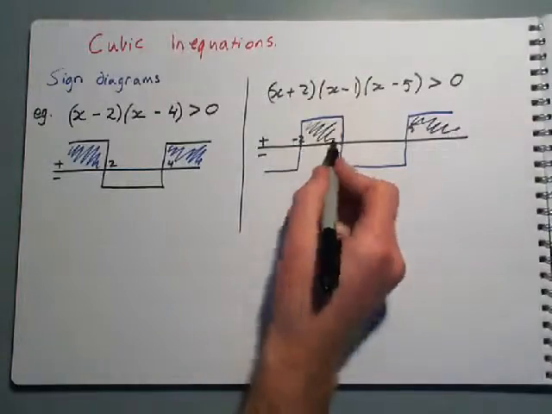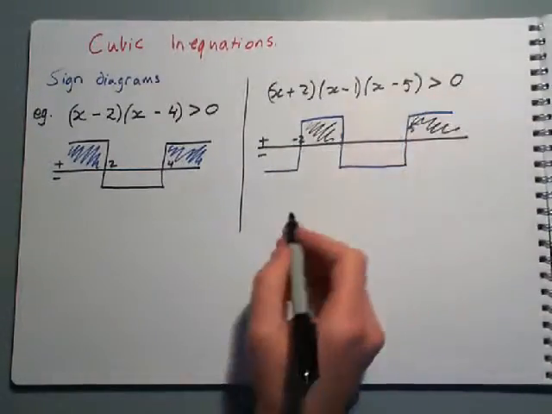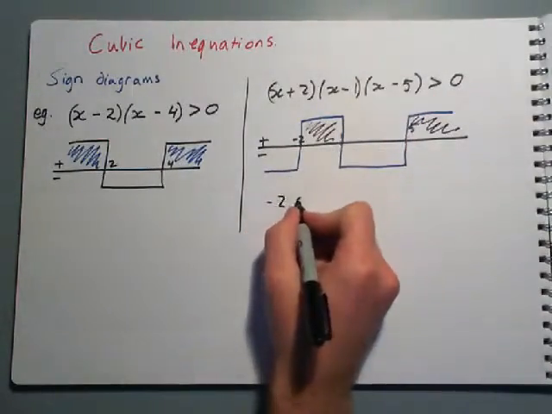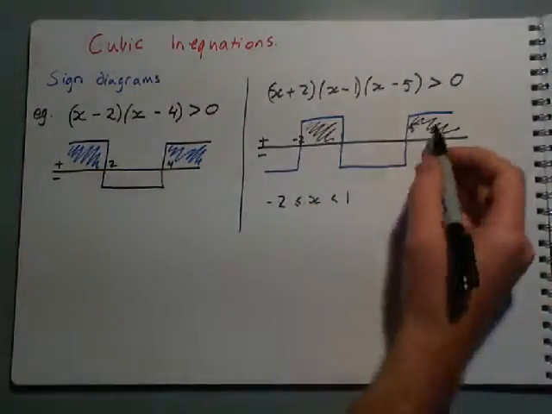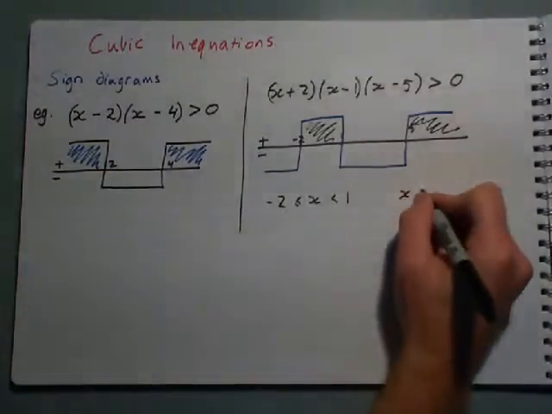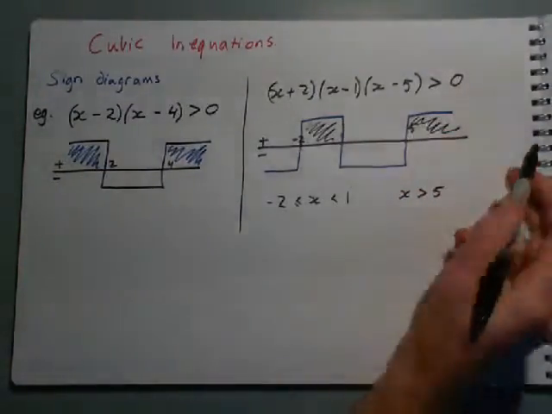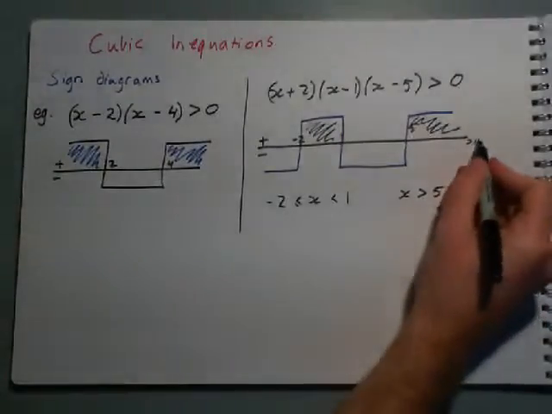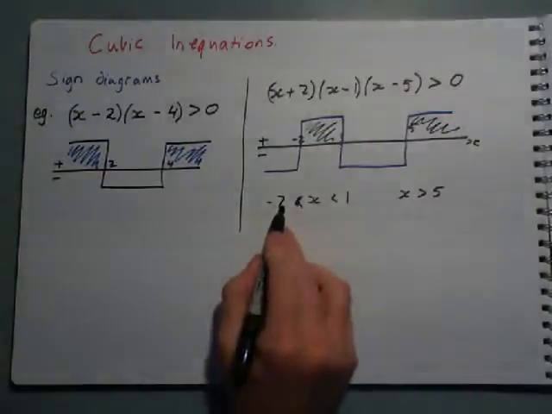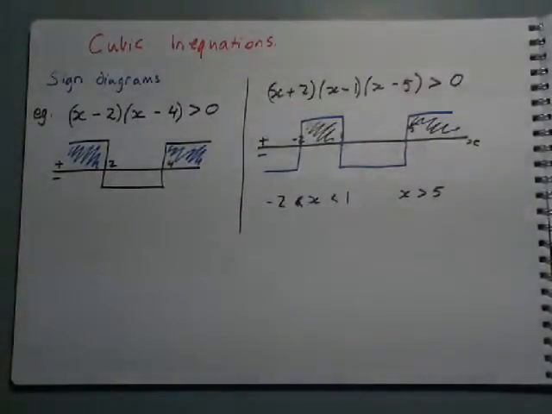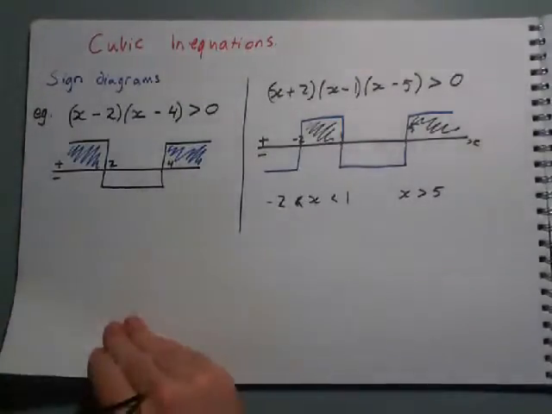So our answer is, okay, it's going to be positive, or greater than 0, between minus 2 and 1, and for the values for which x is greater than 5 as well. And that just continues on to infinity. So we've got between minus 2 and 1, and greater than 5. Okay, next example.